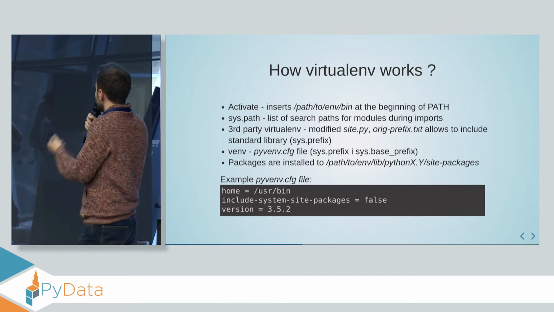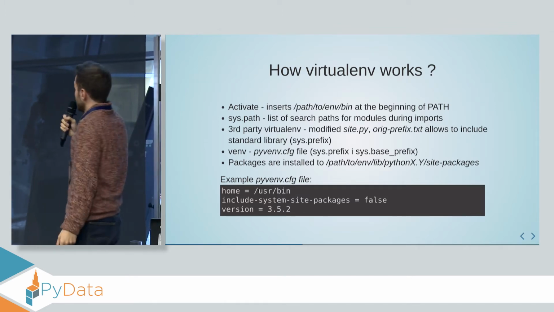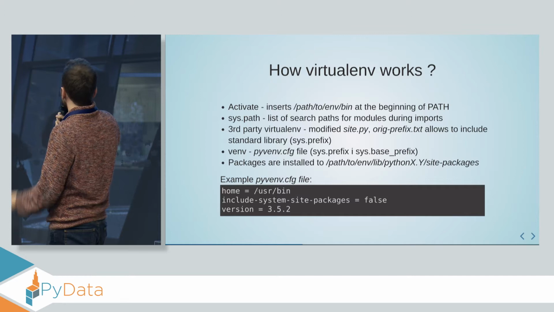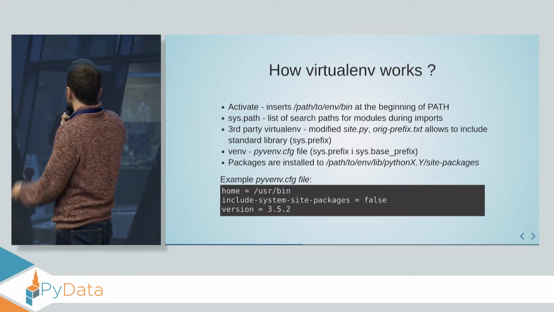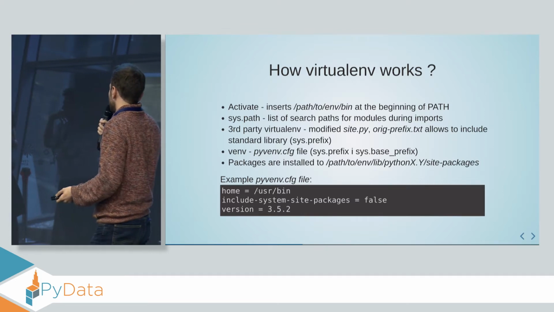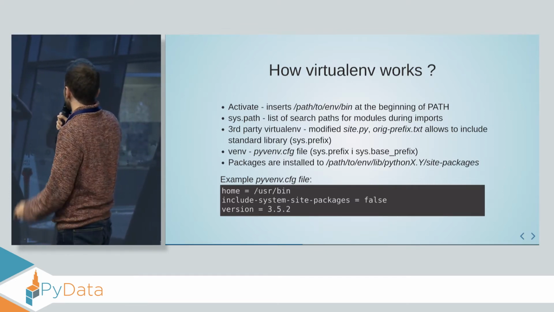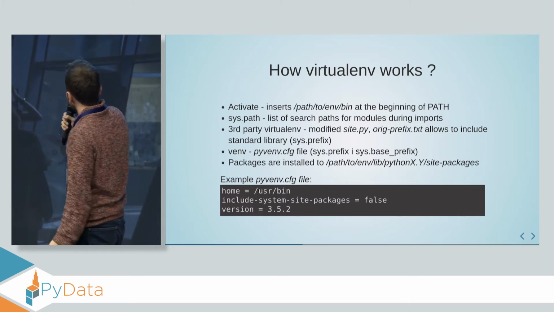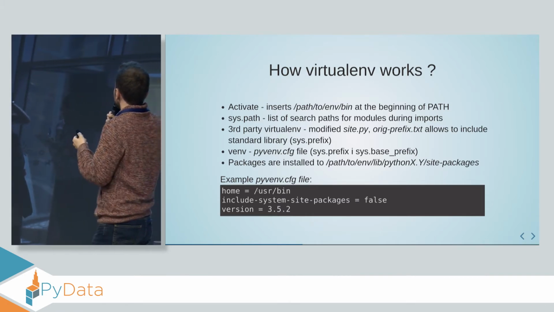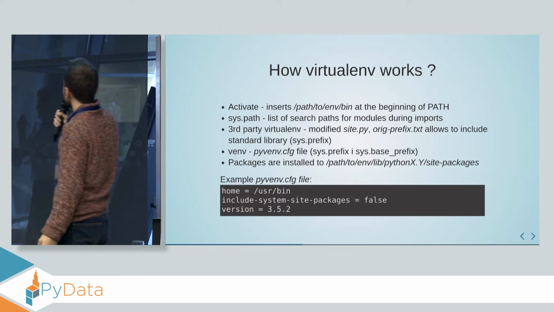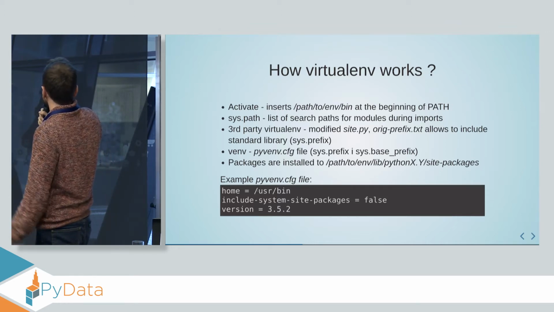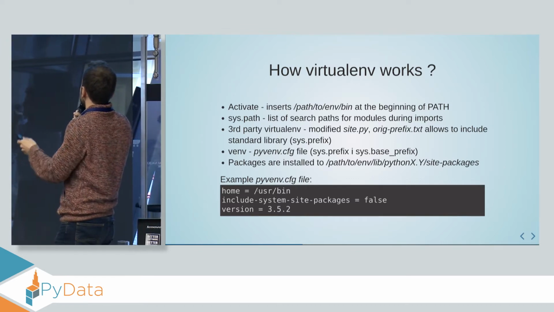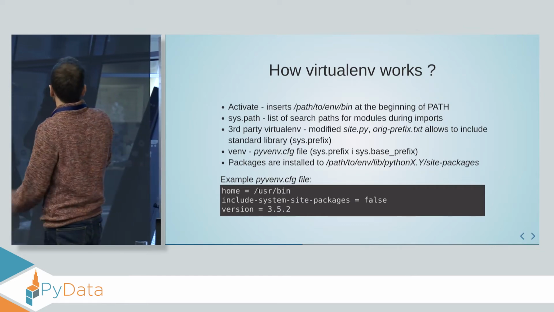A little different approach was used by the guys that implemented it in the standard library. They actually used a file called pyvenv.cfg. And if this file is available, then the Python interpreter knows that it's running in a virtual environment. So it can create two prefixes, sys.prefix, which points to the virtualenv installation, and sys.base_prefix, which points to the original one. So it can include the standard library from the original one. And in both cases, the packages are installed to path/to/env/lib/python<version>/site-packages.